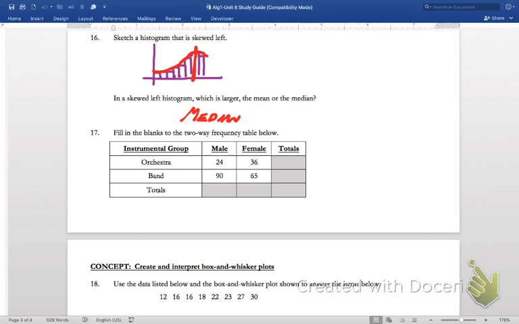Two-way frequency table. If we fill it in, we just have to total some things up. If we total across for the number of people in an orchestra, there are 60. In band, 155. The number of males would be 114. And the number of females is 101. So if we add across and if we add down, we should end up with the same sum. And we do, 215. And from there, we want you to be able to read the table.